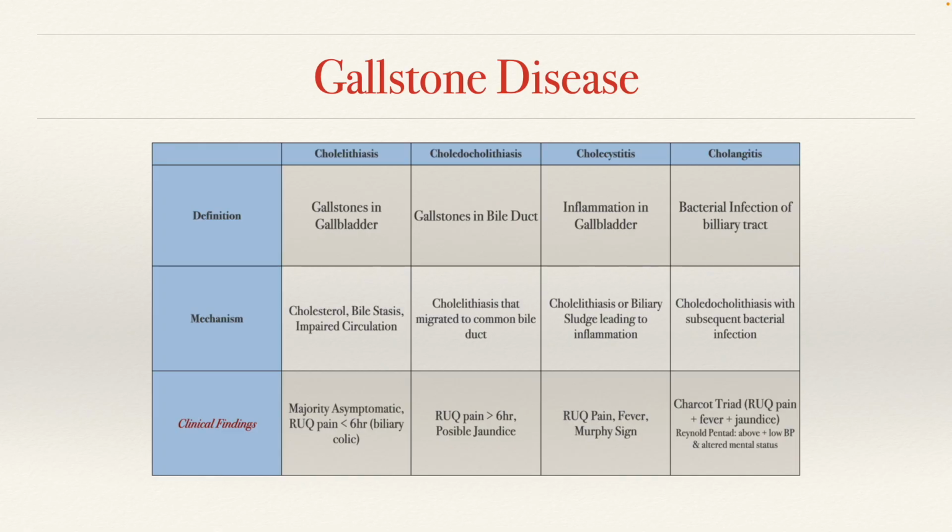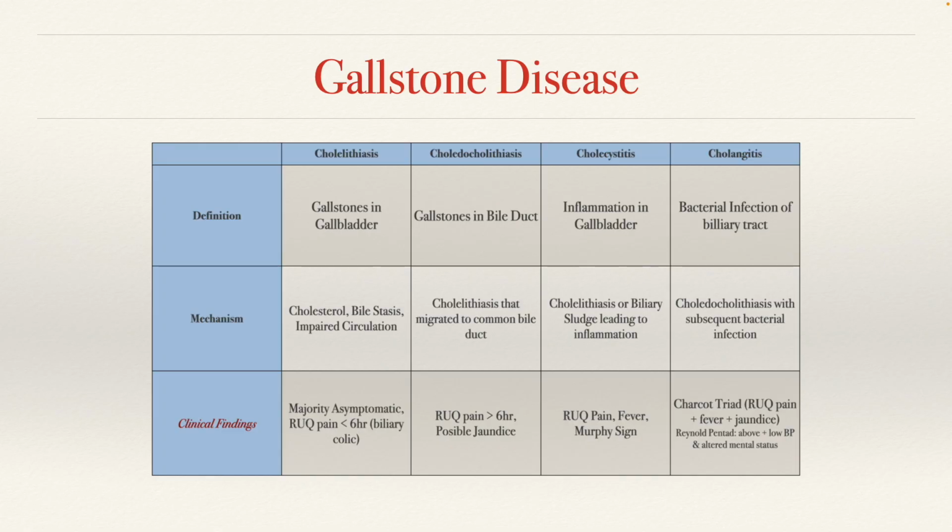Now going back across mechanism, how do we just get stones in general? Cholesterol, biostasis, and impaired circulation. All these things lead to things that can form stones. A lot of stones are mixed. They can be cholesterol. They can be pigment stones. If you've ever taken out a gallbladder and had the opportunity to cut it open after the surgery just to observe the colors of the stones and send samples, you notice that you're going to have some bright yellow ones. You might have ones that are yellow and black.